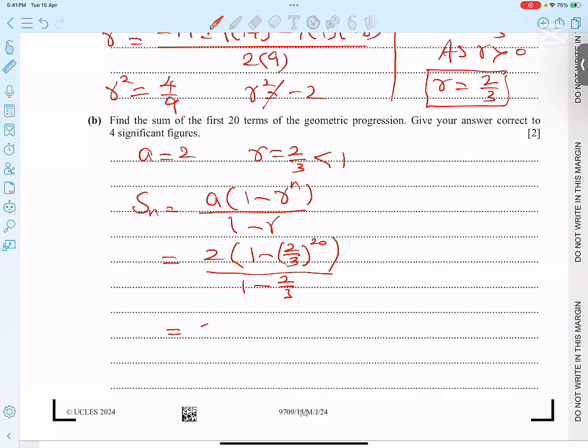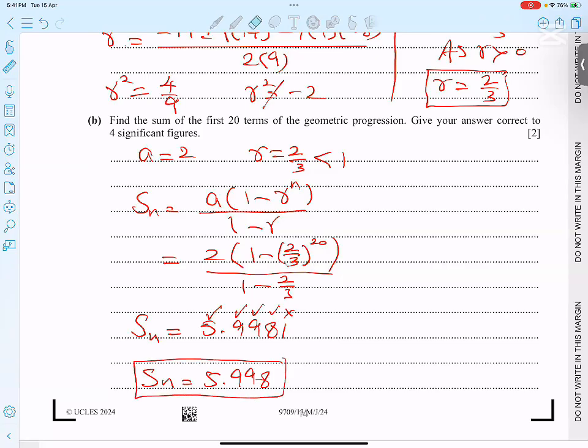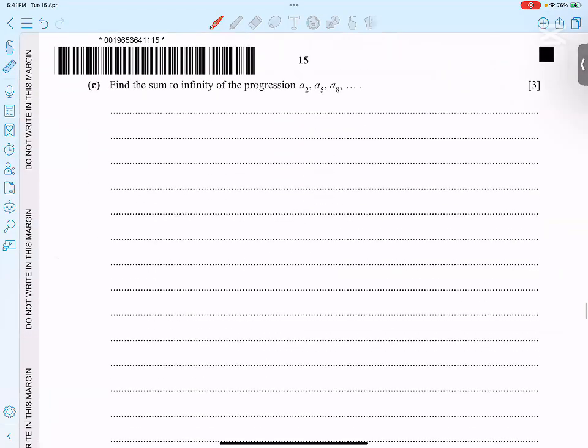I'm going to plug it into the calculator and get the answer: 1 minus 2 over 3 to the power 20, and 1 minus 2 over 3. And I'm getting 5.99819. According to the question, he said 4 SF, so 4.998 is our answer for S20. I hope the point is very clear. Now let's go for the next part of the question.